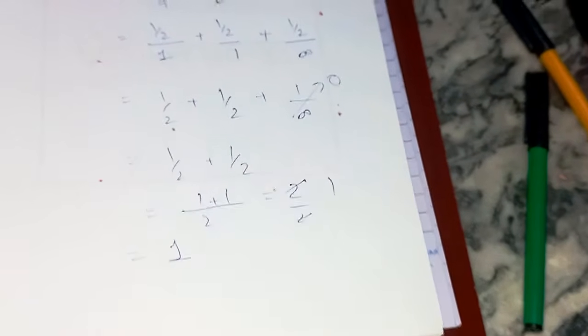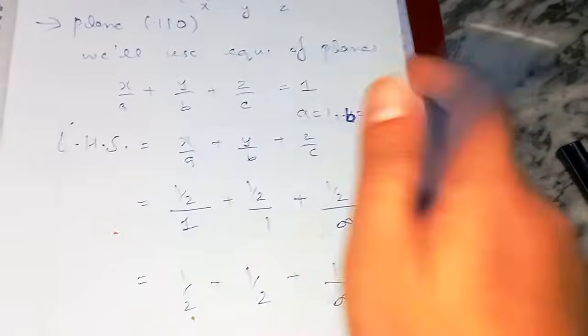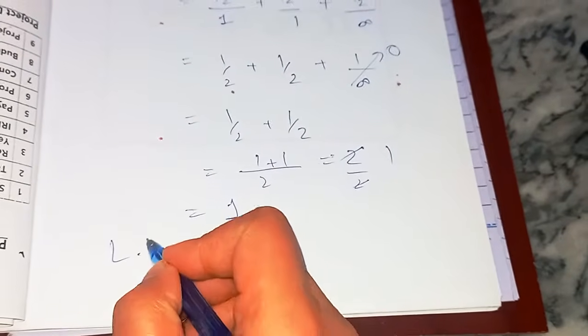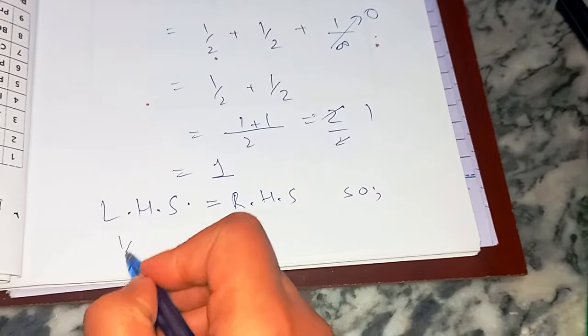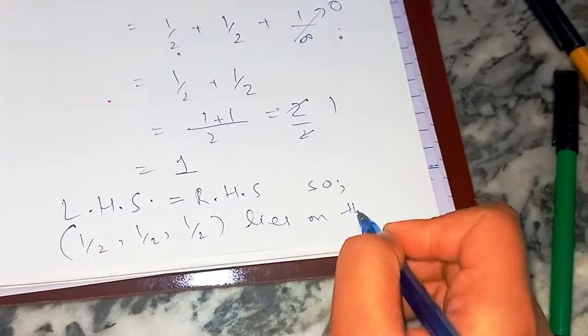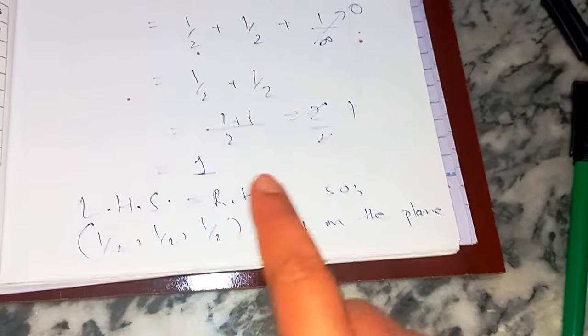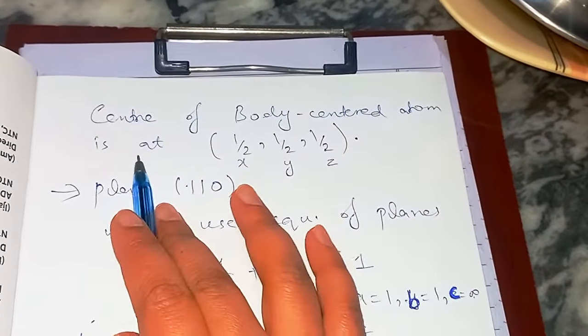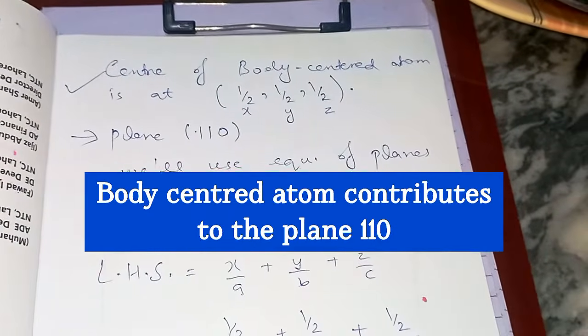So we can see that this is equal to 1, and this is the left hand side, and it is equal to the right hand side. Right hand side was 1. So whenever left hand side is equal to right hand side, that means this point is lying on the plane. So 1 by 2, 1 by 2, 1 by 2 lies on the plane, the plane that we considered, which was 1 1 0. So this point lies on the plane, and hence the center of the body centered atom is intersected by the plane, and hence the body centered atom is contributing to the plane.